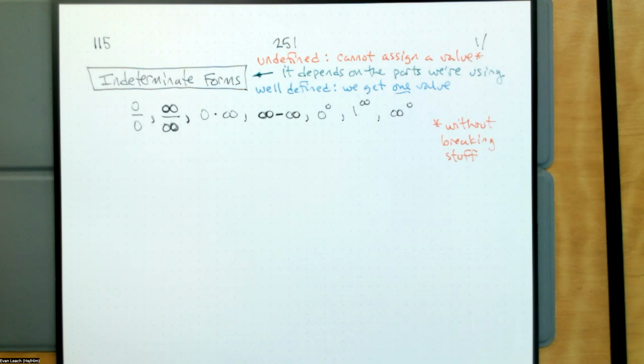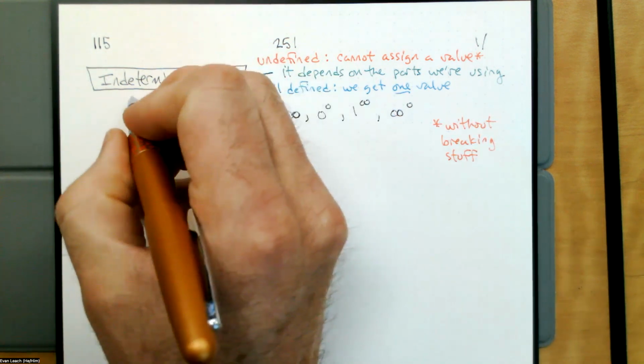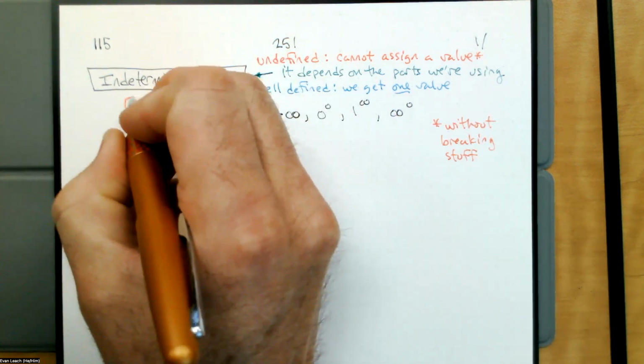Some of these indeterminate forms we've seen before. In particular, this first one, 0 over 0. This was all over the place at the beginning of the semester, when we wanted to find the slope of the line tangent to a curve at a given point. This 0 over 0 was all over that slope of the line. So this one here, we are familiar with.